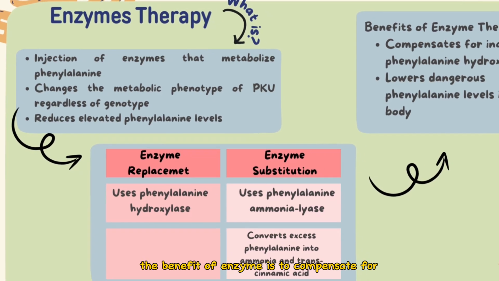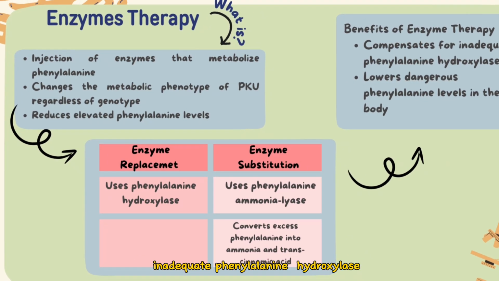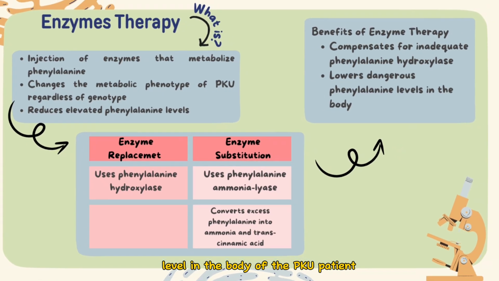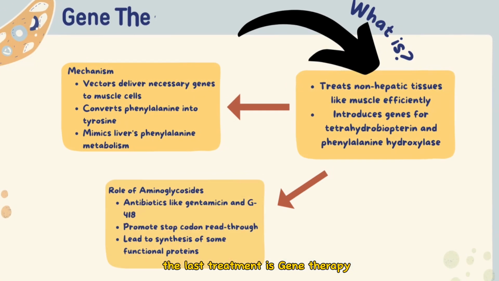The benefit of enzyme therapy is to compensate for inadequate phenylalanine hydroxylase and lower the dangerous phenylalanine level in the body of the PKU patient. The last treatment is gene therapy.